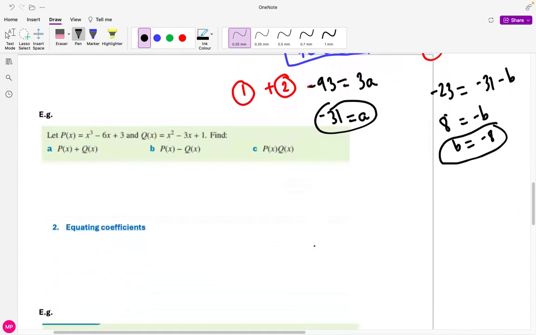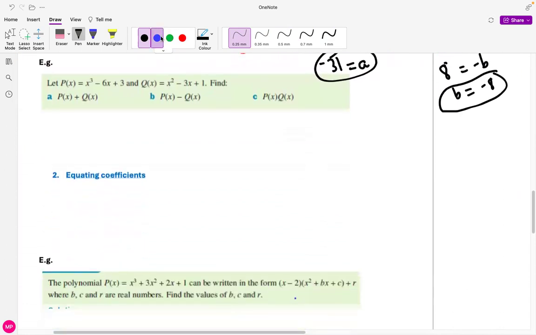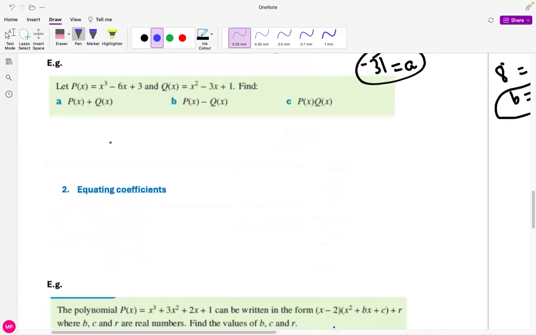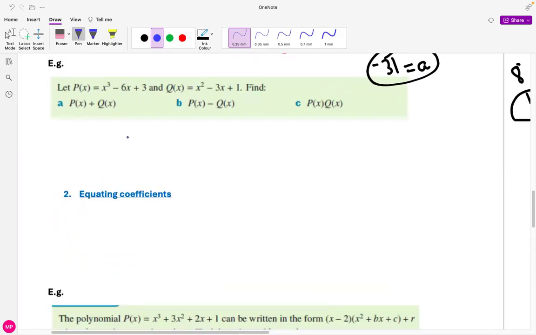All right. Now another example here, which is p of x plus q of x. Now they give you p, they give you q, and sometimes they might want you to add the two polynomials together or take away or times it. So pretty much just copy them down and simplify them. So p of x is x cubed minus 6x plus 3. Okay, and q of x is x squared minus 3x plus 1.